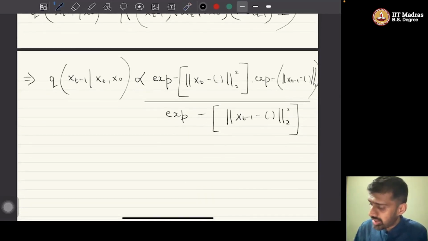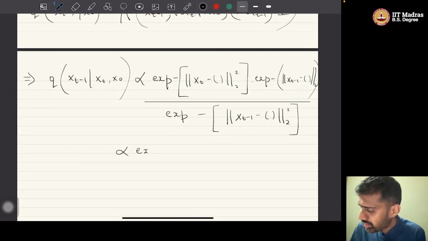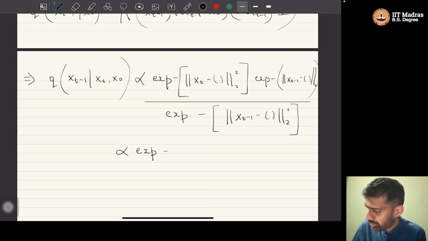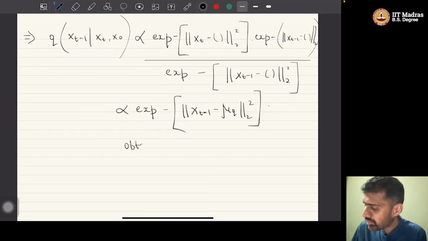So this is again proportional to another Gaussian distribution, e power something. So all you need to do is complete the square. Note that this is a distribution on xt minus 1, right? So if you complete the square in terms of xt minus 1, we have xt minus 1 minus some mean, let us call that mu q, and some variance. This is obtained using completion of the square.